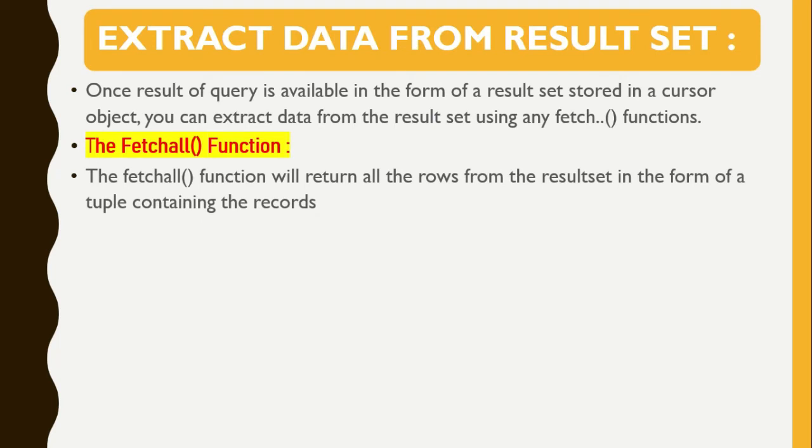Okay, so the fetchall function will return all the rows from the result set in the form of a tuple containing the records. So 2 points you need to keep in mind: the fetchall function is retrieving the whole row at a time, it will retrieve all the rows, and it will display the result in the form of a tuple. So now how can we do it?